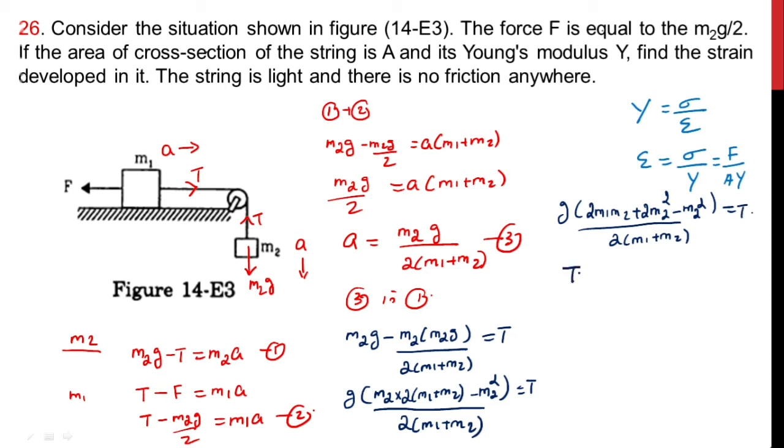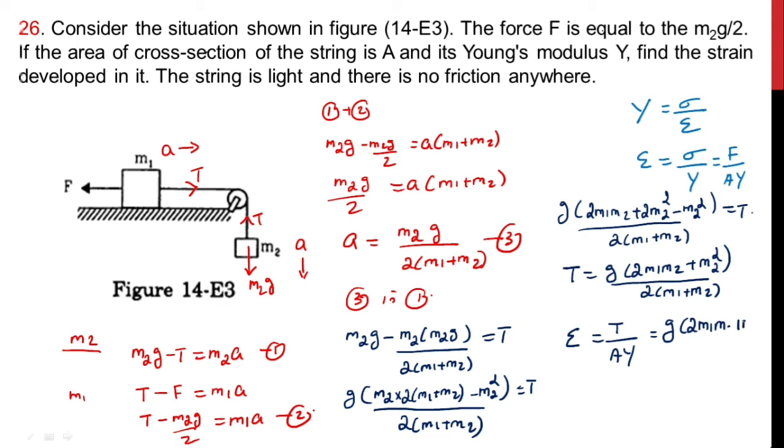That is, tension T is equal to g into 2 M1 M2 plus 2 M2 square minus M2 square, which is equal to M2 square, all divided by 2 into M1 plus M2. So we got the tension. Therefore, what is the strain? Strain is equal to, formula here, tension divided by A into Y. So what is the tension here? g into 2 M1 M2 plus M2 square, all divided by AY into 2 into M1 plus M2.